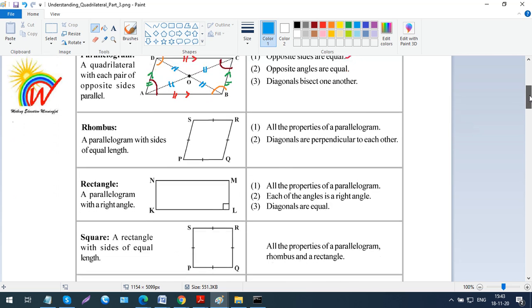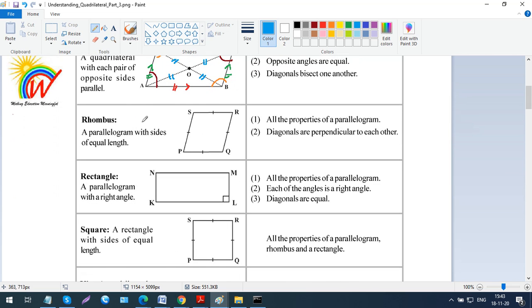Okay. Now under the parallelogram, we are going to learn three types. One is the rhombus, the second is the rectangle, and the third is the square. We are already familiar with the rectangle and square, right? Square means all four sides are equal, right? And the opposite sides are parallel again. And the rhombus also has all four sides equal. See, this is the best way to draw the rhombus.